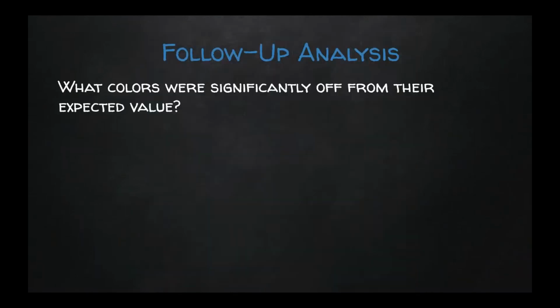Now, when we reject the null hypothesis on a goodness of fit test, it's common that we want to look back and say, okay, well, if the expected and the observed distributions are different, where were they different the most? So we want to do something called a follow-up analysis. To do this, we're going to jump back into Desmos.